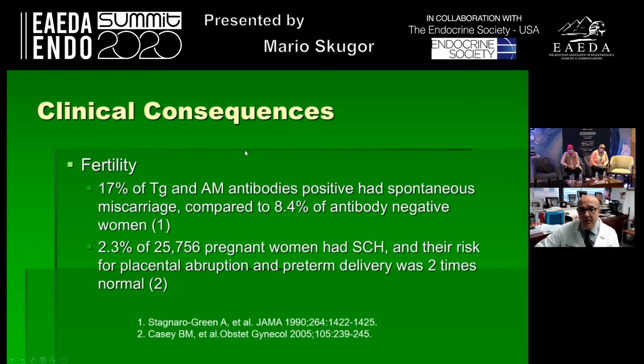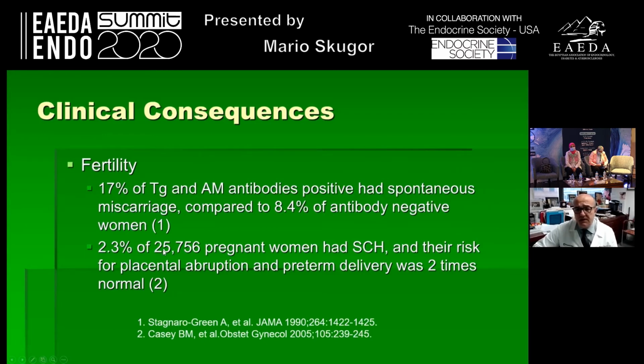So again, what would we improve if we treat these people? There are some studies showing some benefits. For example, there's a benefit for fertility. If you look at the people who had positive thyroglobulin and antimicrosomal antibodies, they had spontaneous miscarriage in 17% of pregnancies compared to 8.4% if they were antibody negative. So it looks like positivity for Hashimoto's thyroiditis might increase the risk of miscarriage.